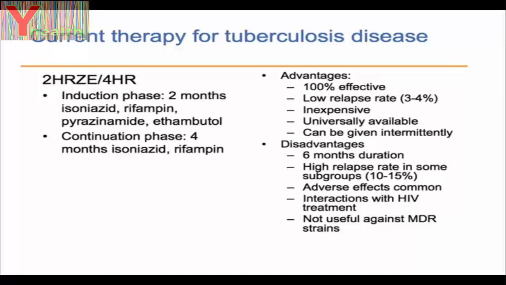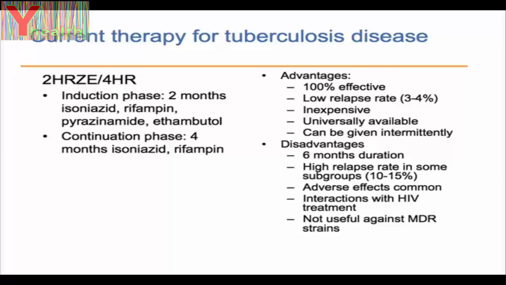Current standard therapy for tuberculosis disease, really in most places around the world, is shown on this slide. Therapy for drug-susceptible TB consists of an induction phase that's 2 months long and that contains 4 drugs: isoniazid, rifampin, pyrazinamide, and ethambutol, followed by a continuation phase of 4 months duration with isoniazid and rifampin for a total of 6 months of treatment. This regimen has several advantages.